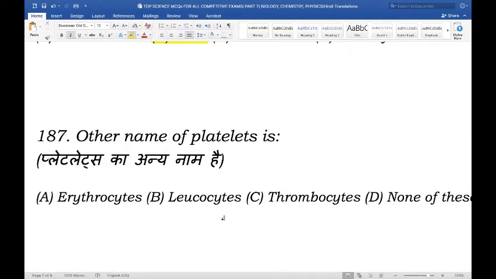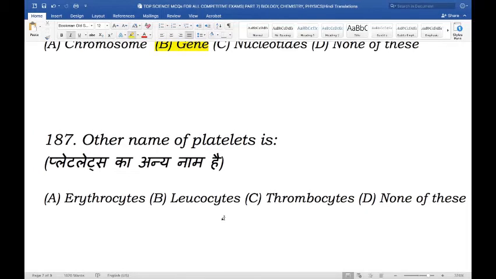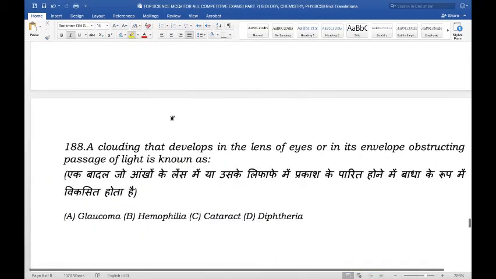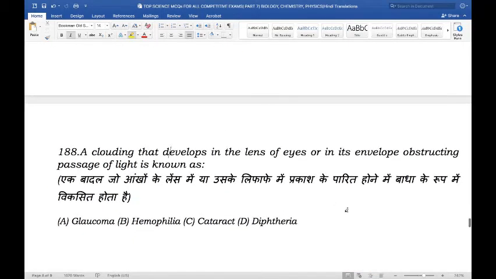Other name of platelet is, is it A, erythrocytes, B, leukocytes, C, thrombocytes, or D, none of these? So another name for platelets is thrombocytes. Thrombocytes form in bone marrow and play a role in blood clotting. Moving on to the next question.